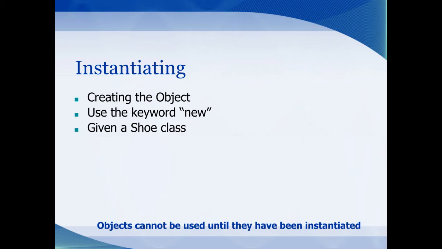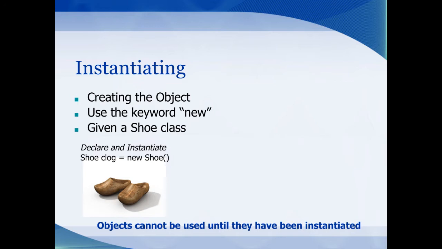Instantiating the object means you're going to actually create the object. You're going to use the keyword new. So given a shoe object, we can declare and instantiate the object by saying shoe clog equals new shoe. Suddenly our object exists. We can now use it.